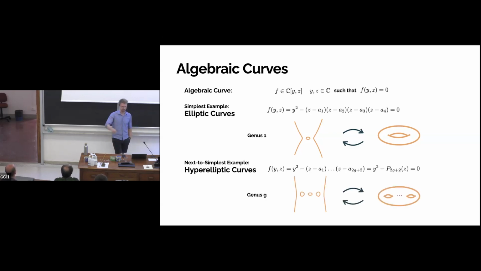Then we can also look at the next simplest thing, which are hyperelliptic curves, and it turns out that all genus 2 curves are in fact hyperelliptic. And this is just a natural generalization where the polynomial is y squared minus some higher degree polynomial. And the degree of the polynomial will determine essentially what the genus of the curve is. And again, you have this kind of map between the Riemann surfaces and curves.